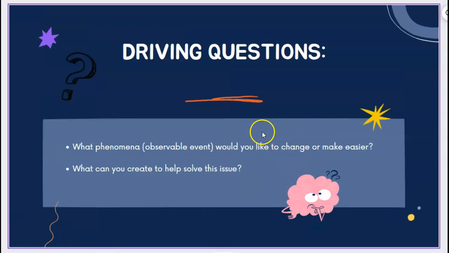The driving question for this lesson is, what phenomenon or observable event would you like to change to make easier? What can you create to help solve this issue? So something that they do daily that they can improve upon, something that will help make their lives easier, or that they can change, and how can they create something to help solve that issue?